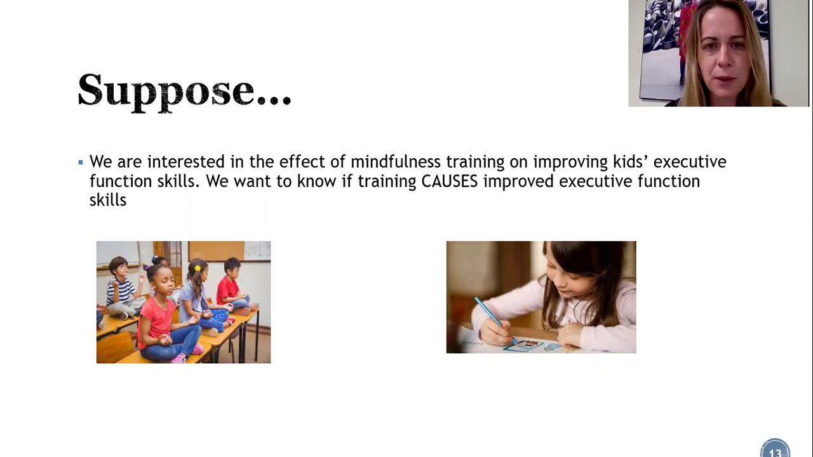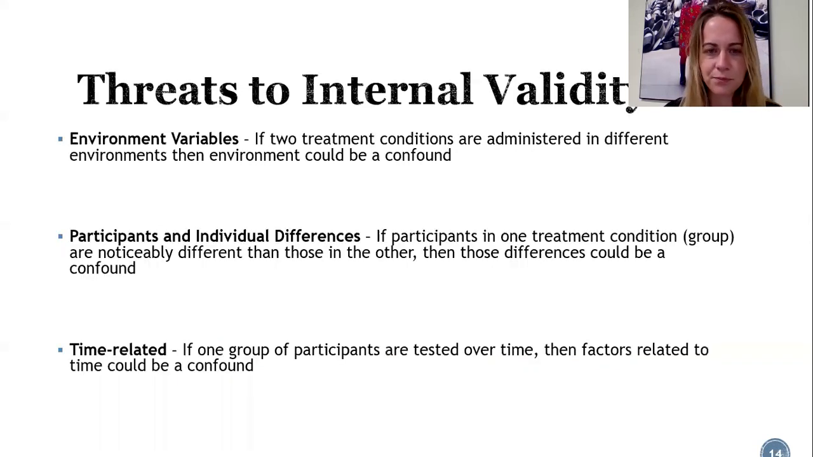Let's talk about some possible confounds that we need to be aware of. Well, there are 3 different categories. Confounds can fall into the category of variables in the environment, variables that exist between people, or variables related to time. Let's go into detail about those now. So environment variables could potentially be a confound. If 2 treatment conditions are administered in different environments, then that environment could be a confound.